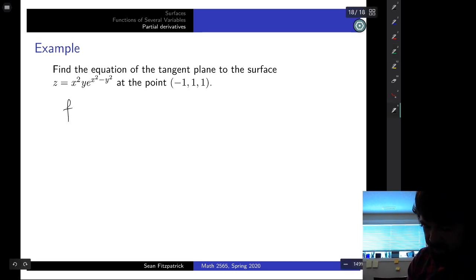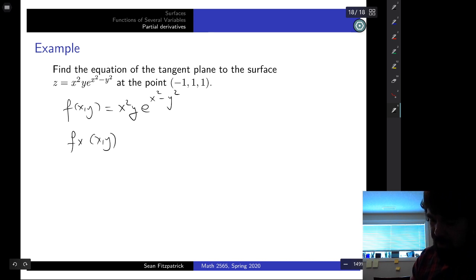So my function is x squared y. I'm not going to try to graph this. I have no idea what the graph looks like. But there's my function. Okay. Here's my partial with respect to x.